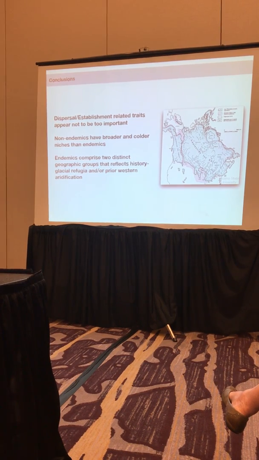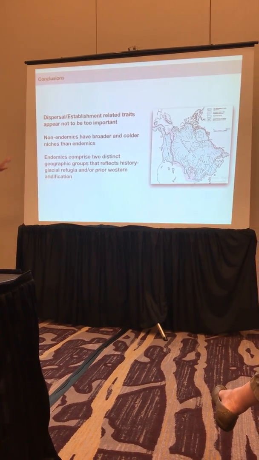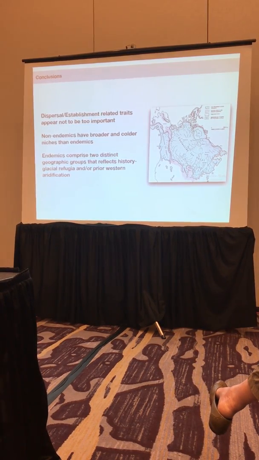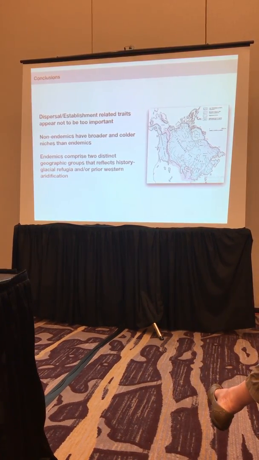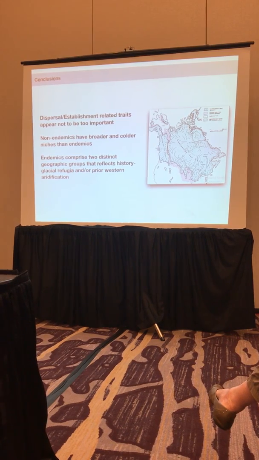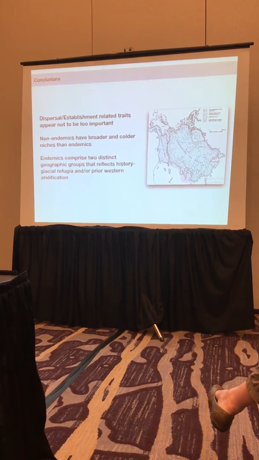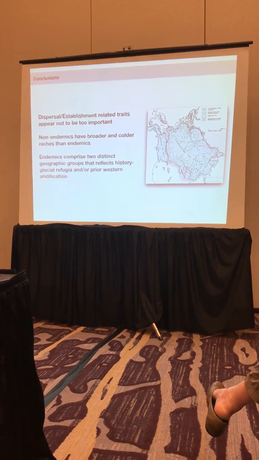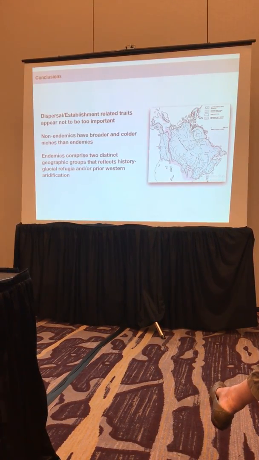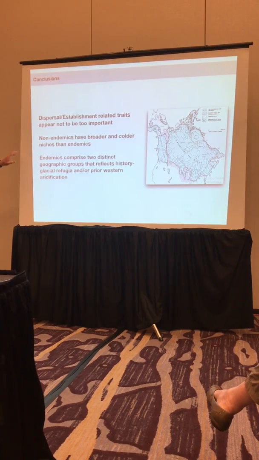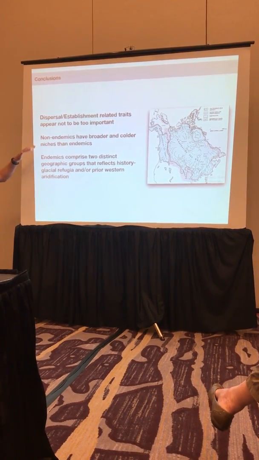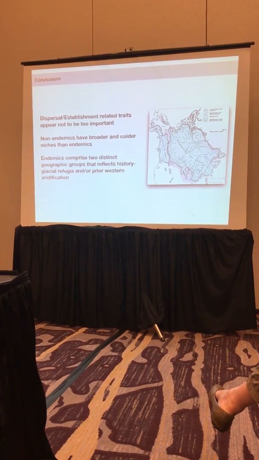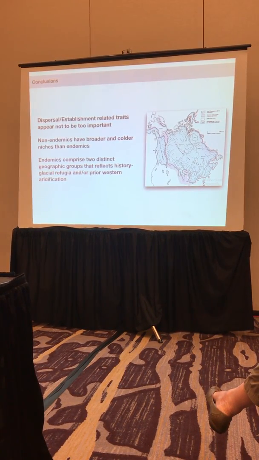So in conclusion, like dispersal and establishment related traits, I don't think there's a big story there. It could be that there are some nuances obviously happening, but I don't think that's really what's explaining these range size differences between endemics and non-endemics. There is definitely some kind of a filtering signal, and I'm still teasing this out. But it's very clear that the non-endemics do have broader ranges.